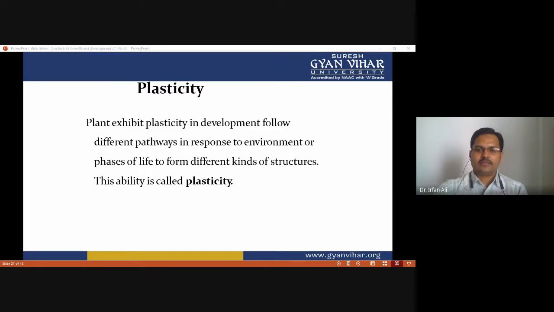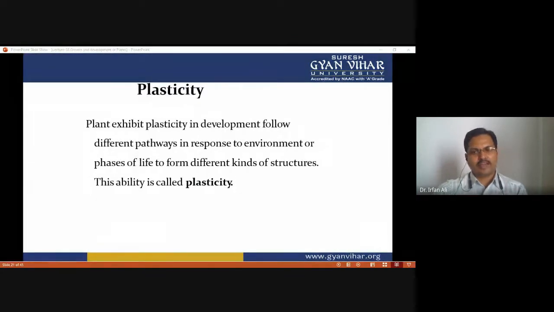Another term used in plant growth and development is plasticity. Plants exhibit plasticity in development, following different pathways in response to environment or phase of life to form different kinds of structures. So this capacity, this potential, this ability to form different kinds of structures is called plasticity. The plant has this characteristic.